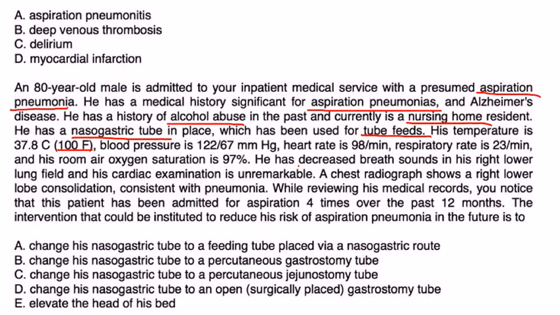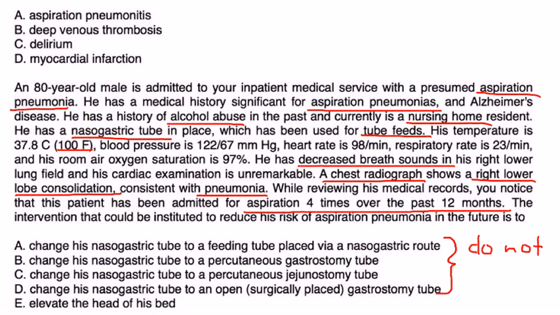He has decreased breath sounds in the right lower lung field, and his cardiac exam is unremarkable. Chest x-ray shows a right lower lobe consolidation consistent with pneumonia. While reviewing his medical records, you notice that this patient has been admitted for aspiration 4 times over the past 12 months. The intervention that could be instituted to reduce his risk of aspiration pneumonia in the future is, well, a lot of these may seem like proper mechanisms, but none of them reduce the risk of aspiration pneumonia.